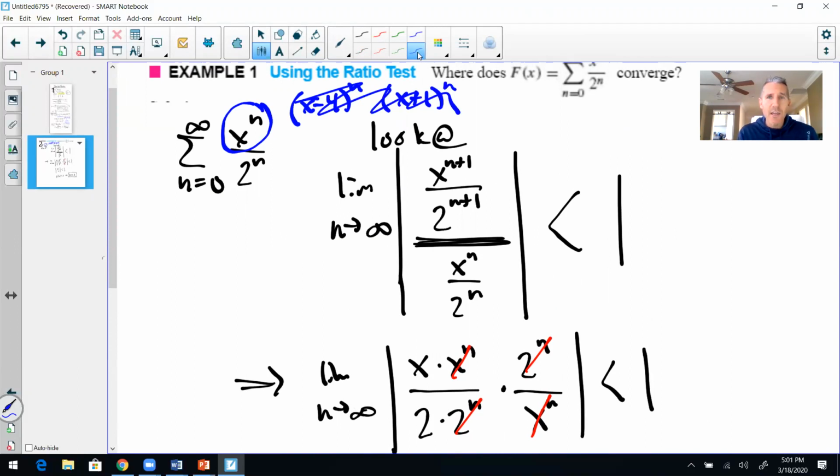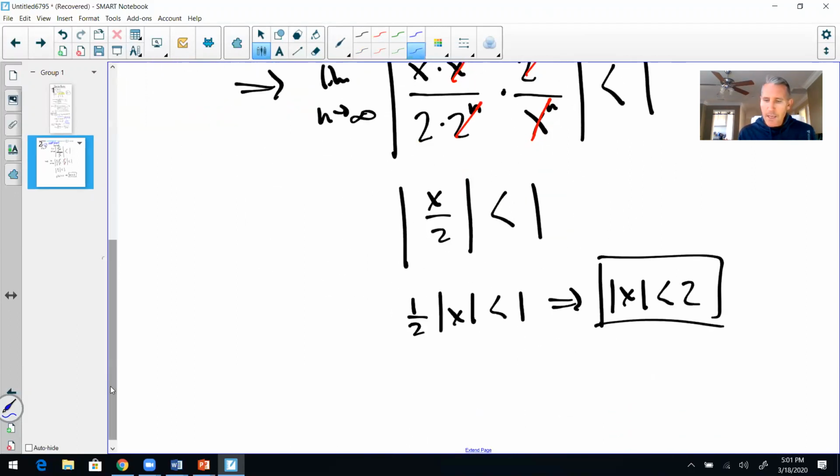Whereas just x to the n is the same as x minus 0 to the n, which tells me that this thing is centered at 0. So if it's centered at 0, and I have that this value now is 2, that means that I have to go 2 units to the left and 2 units to the right. And so I'm going to have -2 to 2 is my initial interval of convergence.